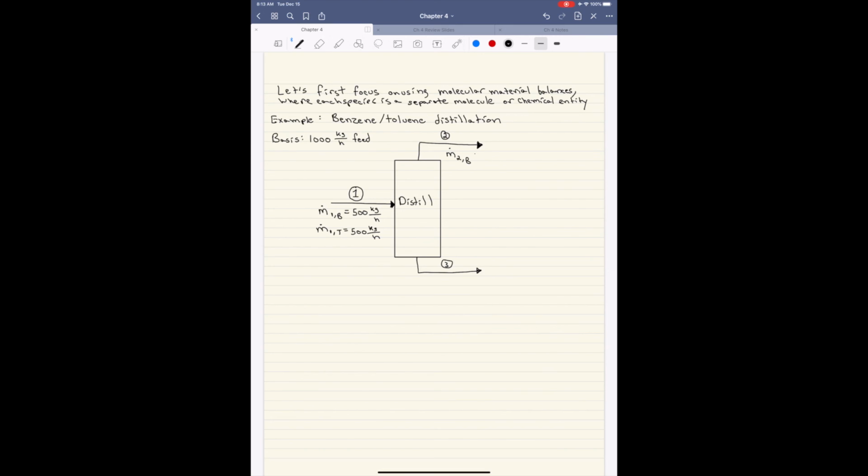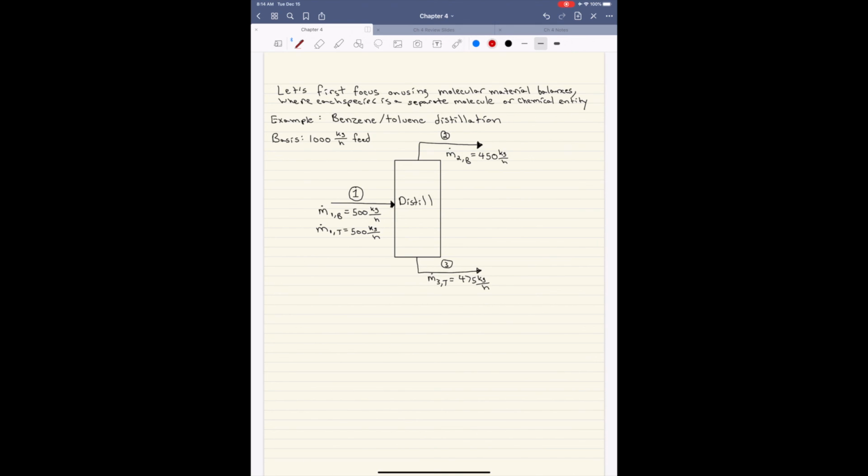And so our M2B stream is going to have a flow rate of 450 kilograms per hour. Our bottom stream is going to be the opposite. It's going to be more enriched in the toluene. And our toluene flow rate, M3T, is going to be 475 kilograms per hour. All right, and so these are the values that are given.